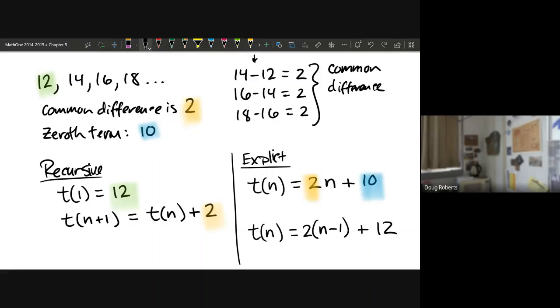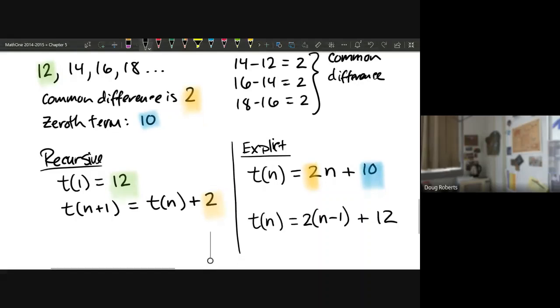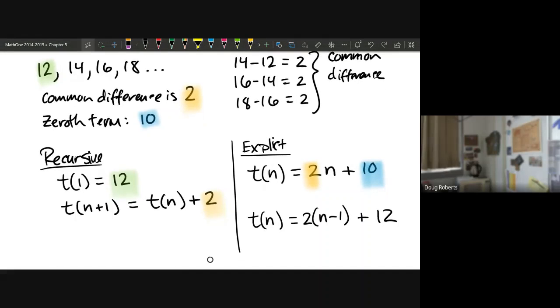So you can see there are some similarities here, right? Both of these are still making use of the common difference of 2. But instead of using the zeroth term, this one's using the first term. And if you think about it for just a minute, you're like, oh, I got that, right? If I want to know the first term in this sequence, what does this become? For the first term, I don't add anything, do I? For the first term, I just have the first term, right?